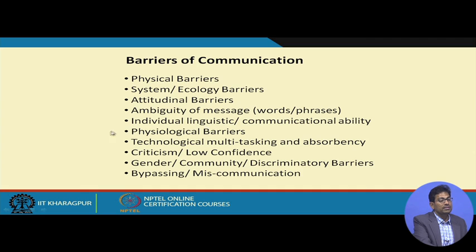Then there could be physiological barriers. Physiological barriers relate to various kinds of disability that are associated with people. Say, for example, in terms of visual communication, visual impairment or any kind of disability in terms of visual perception may lead to a physiological barrier in terms of that particular communicational mode.